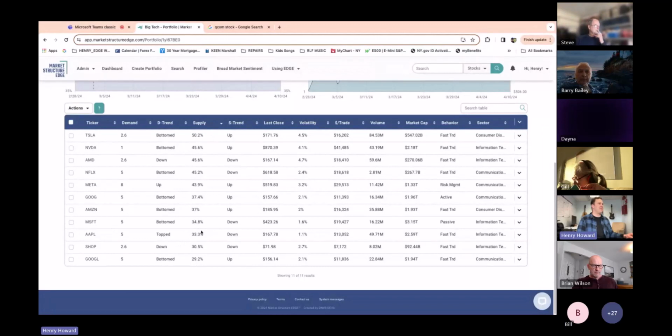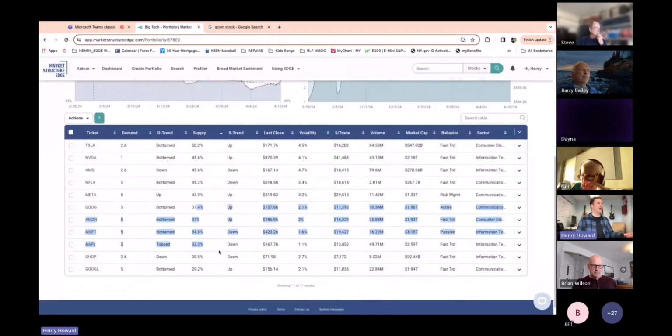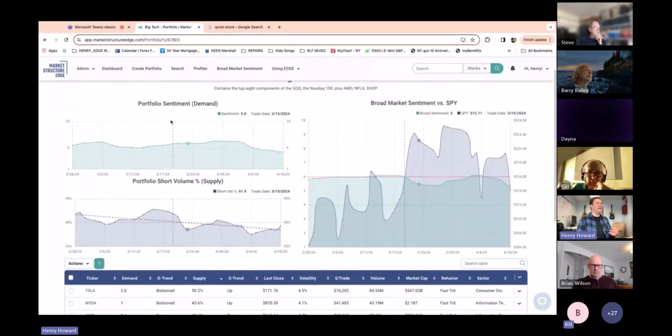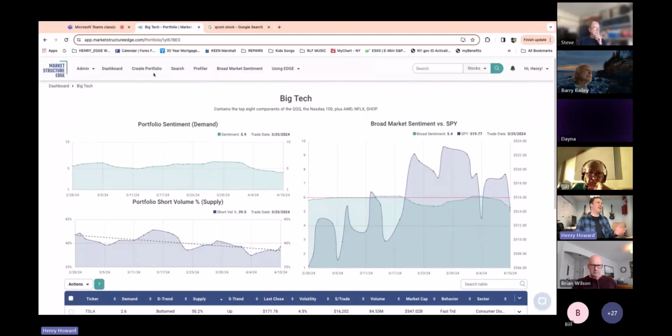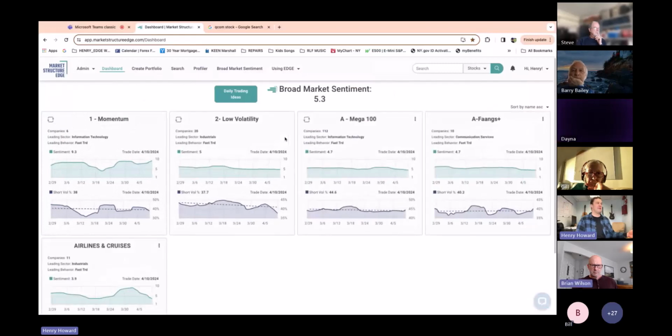A lot of market cap is only at 33, 34, 37. And obviously the price of those stocks is reflected in those short volumes. We see that those stocks are actually at a discount relative to where they were a month or so ago. So that's step two. I went from broad market to big tech. I'm going to pull back here and look at our daily trading ideas.